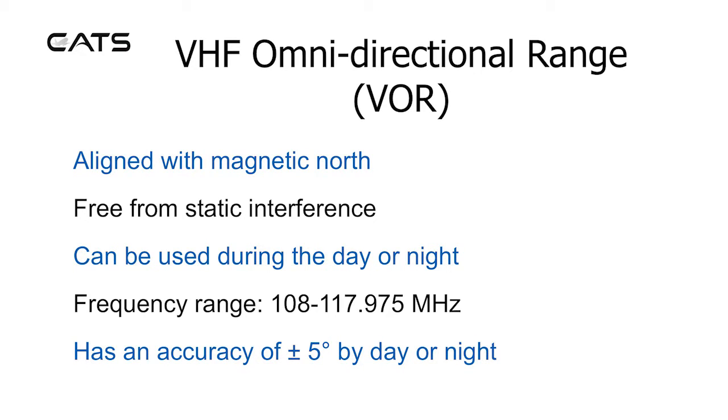Very high frequency omnidirectional range, or VORs. These are aligned with magnetic north at the station. They are free from static interference. They can be used during the day or night. The frequency range is 108 to 117.975 MHz. They have an accuracy of plus or minus 5 degrees by day or night.